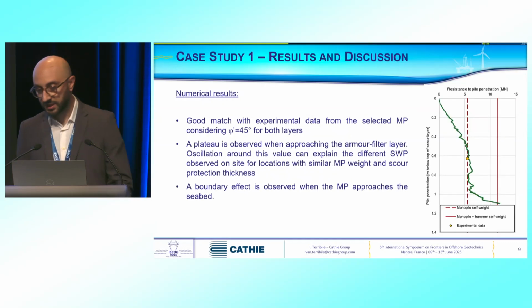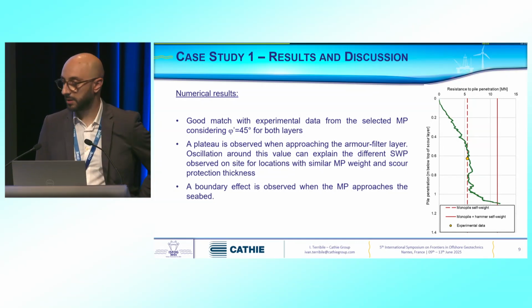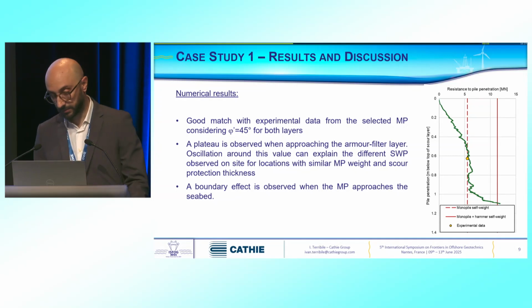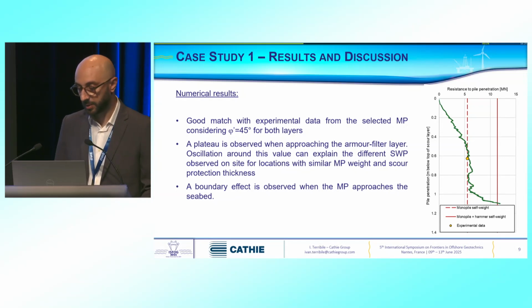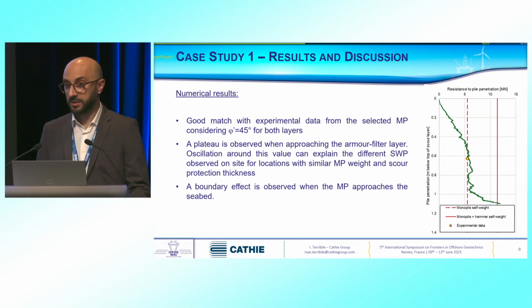In terms of results, a good match with the experimental data was observed for the selected location in terms of penetration under self-weight. These results were obtained considering an angle of internal friction of 45 degrees for both layers. Then a plateau is observed when the monopile toe reaches the filter layer, and some oscillation of the resistance can be observed, which can explain the different self-weight penetration observed over the wind farm for a monopile with similar weight and a similar configuration of the scour protection.